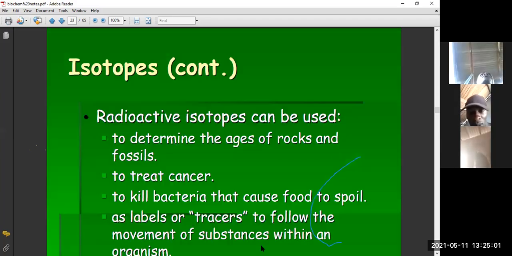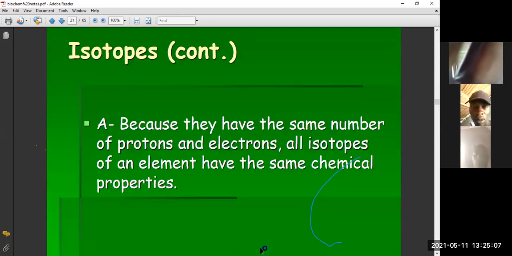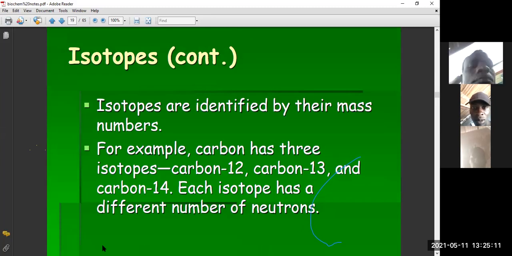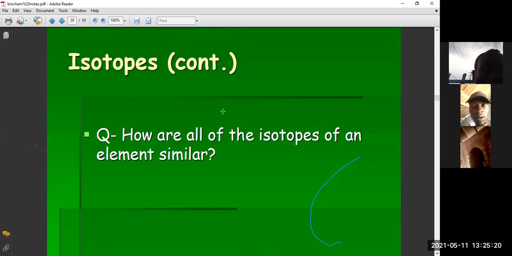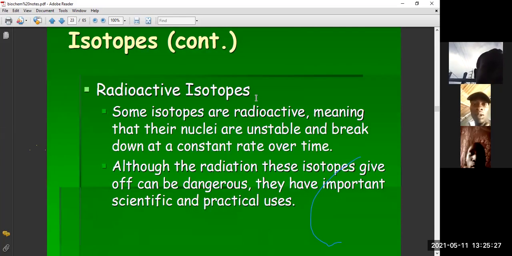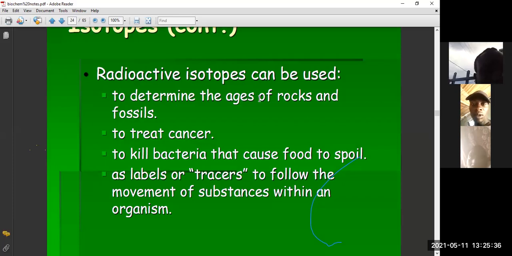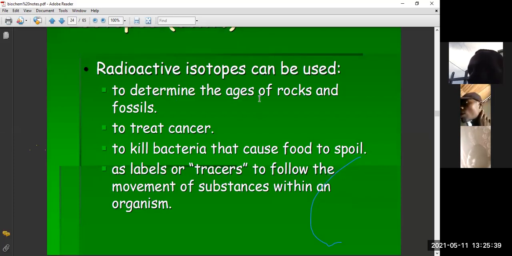Here, let me just take you back a little bit. We have three of them here: for carbon, we have three isotopes. These are the ones we are talking about. So here we are talking about radioactive carbon 14. Then here in general, we are talking about radioactive isotopes and their usage. Just to add more on the question that was asked earlier about how they are added as preservatives.